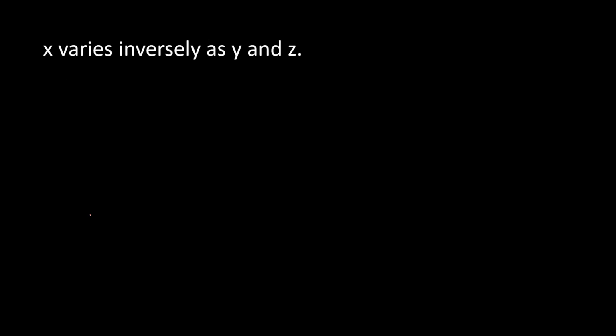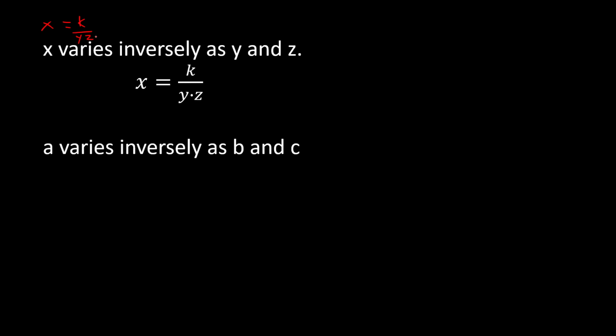Here's another example where x varies inversely as two different things. It varies inversely as y and z. So we see the x, we write an x, and then varies means equals k, and then inversely means divide, and you're dividing by a y and a z. So my equation is going to be x equals k divided by y times z. And here we see a varies inversely as b and c. So same idea, you take a equals k divided by b, and c as well goes in the bottom.